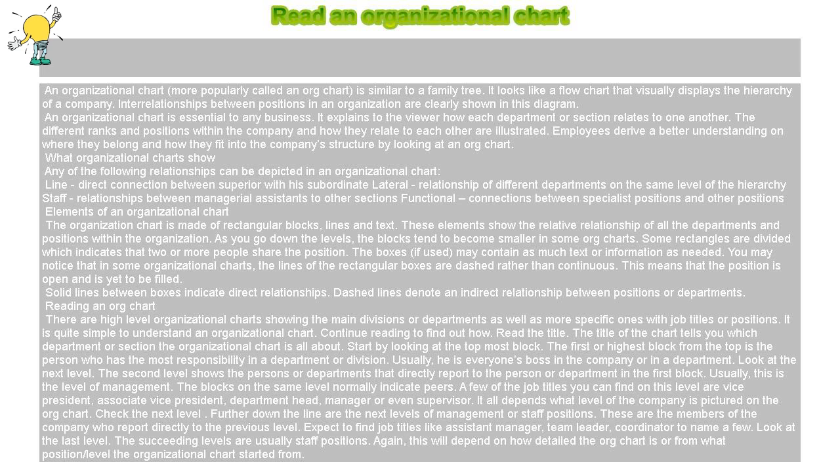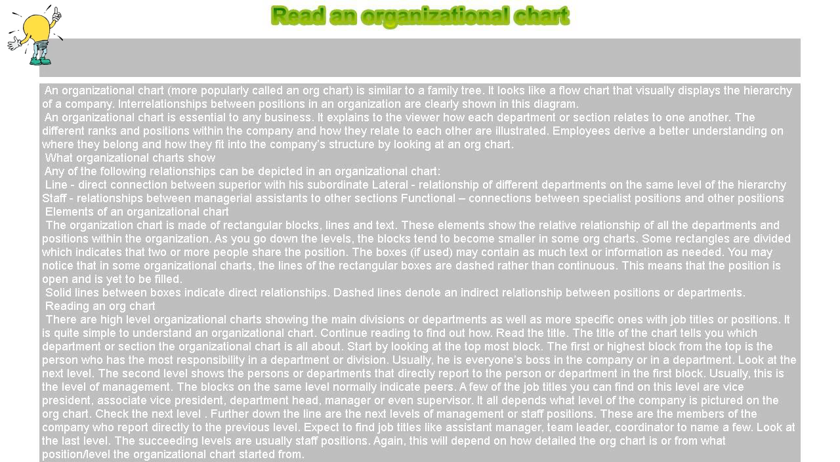Start by looking at the topmost block. The first or highest block from the top is the person who has the most responsibility in a department or division. Usually, he is everyone's boss in the company or in a department. Look at the next level.